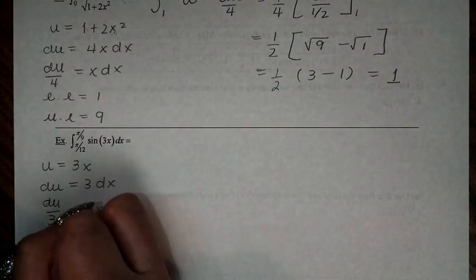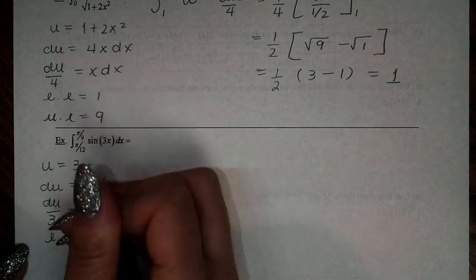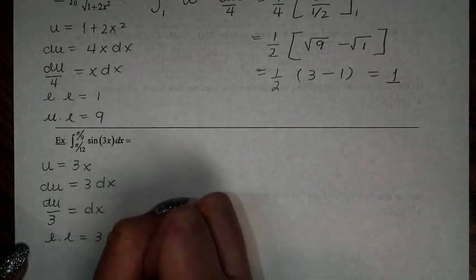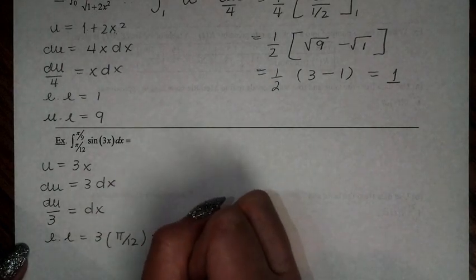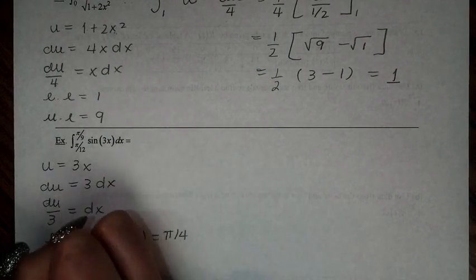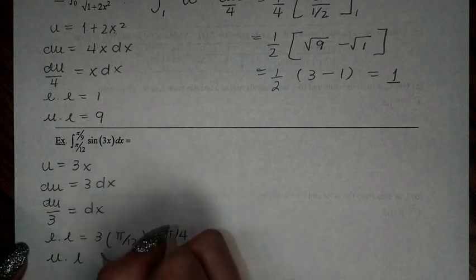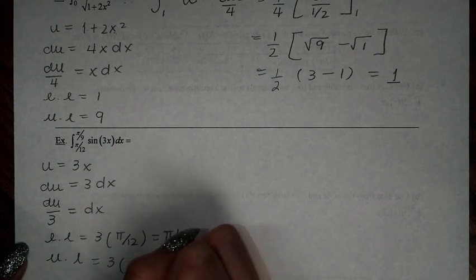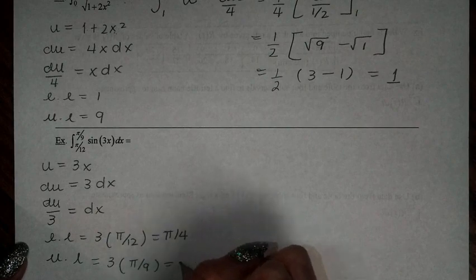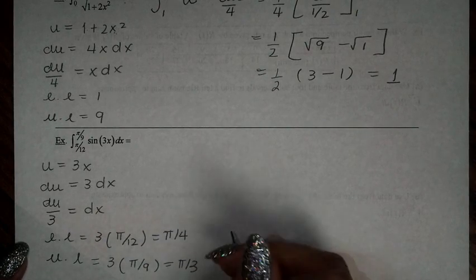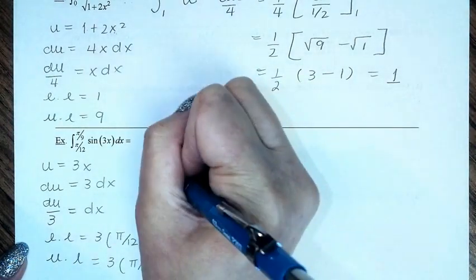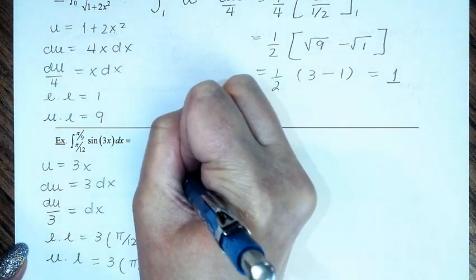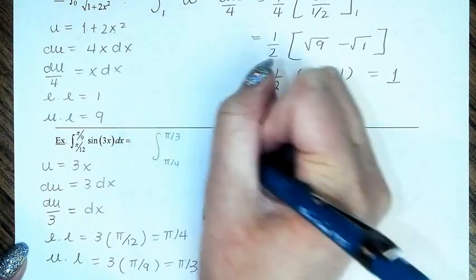Okay, so the lower limit here, what you do is you have 3 times pi over 12, and that's going to be pi over 4. And then the upper limit that we have over here, what do you have? The upper limit is 3 times pi over 9, and that's going to be pi over 3. So we change our new limits of integration. My integral is going to be from pi over 4 to pi over 3, okay?